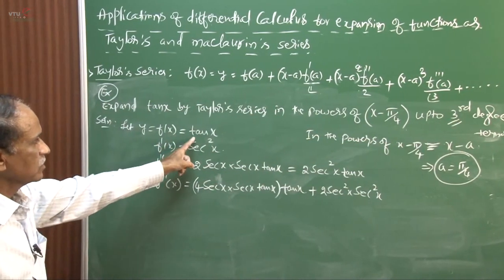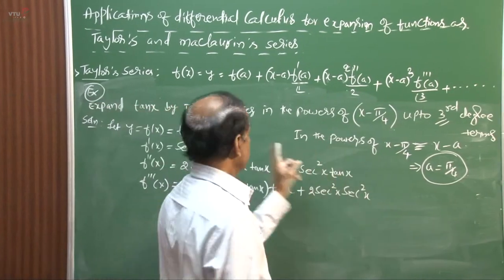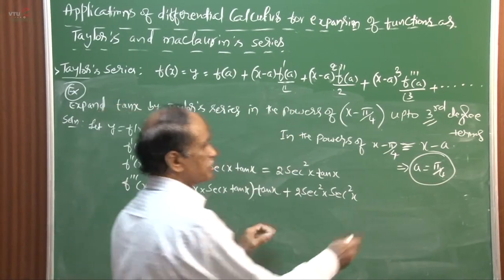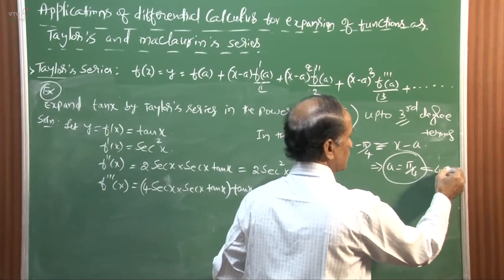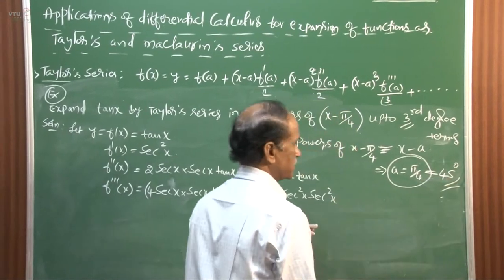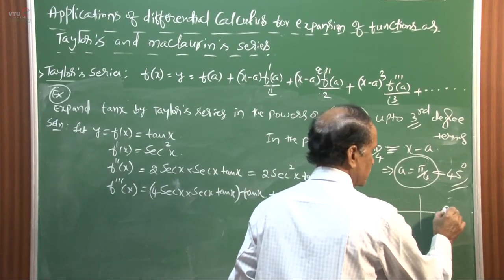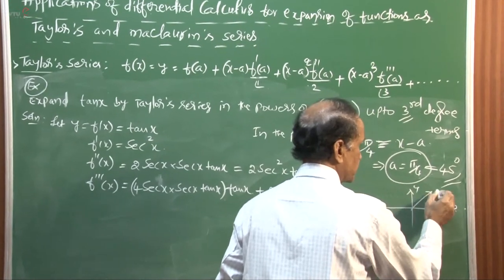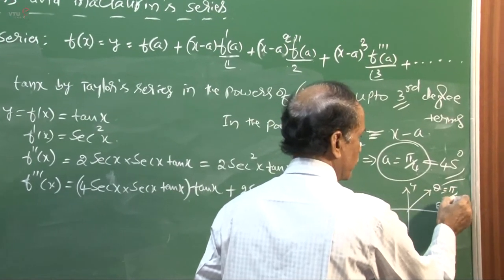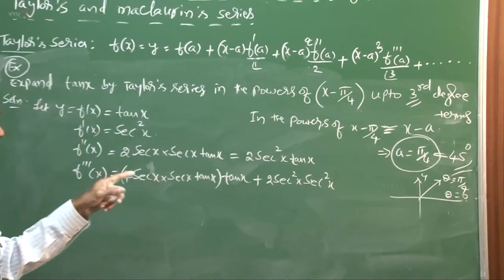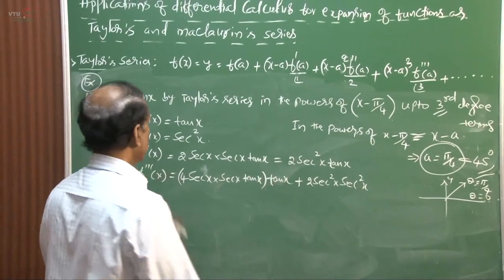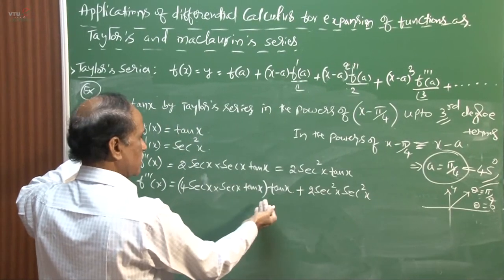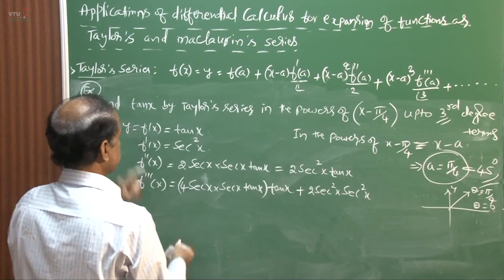Then f of x equal to tan x, find the functional value at x equal to a equal to 45 degrees. That is, pi by 4 means what? It is nothing but 45 degrees, right? That is, 45 degrees means theta is equal to pi by 4. Then at that point, all these functional values you have to calculate. Maybe some simplification you can take here also, otherwise directly you can write.